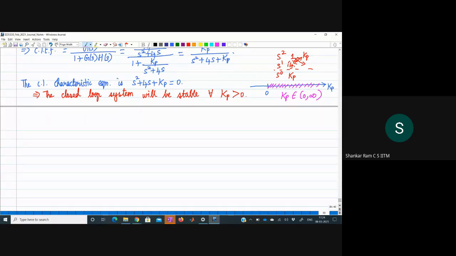Now that corresponding thing is root locus. Just for simplicity of notation, rather than writing the subscript p all the time, let us replace Kp with K, just the proportional constant with K. So then what happens?